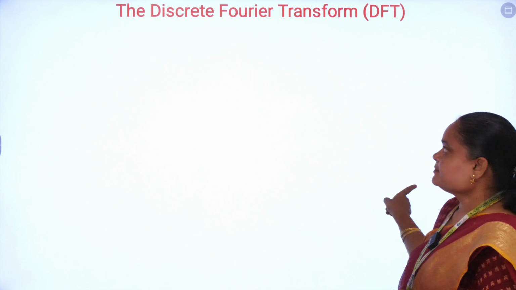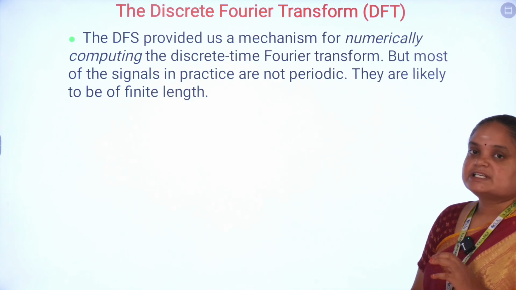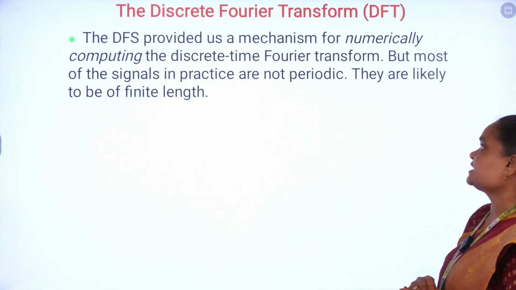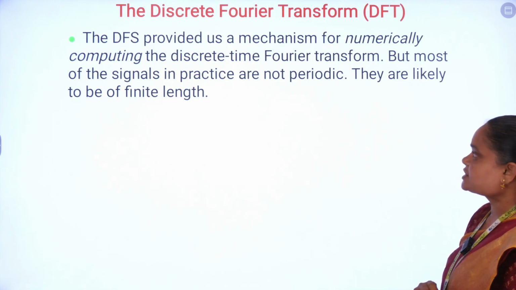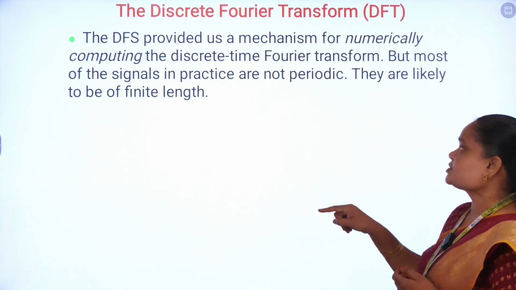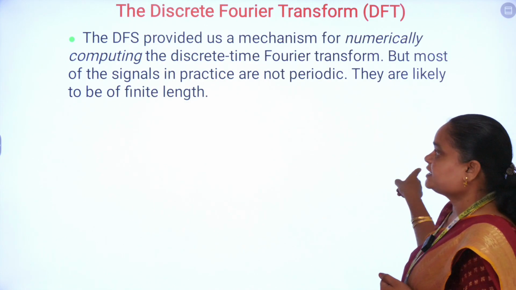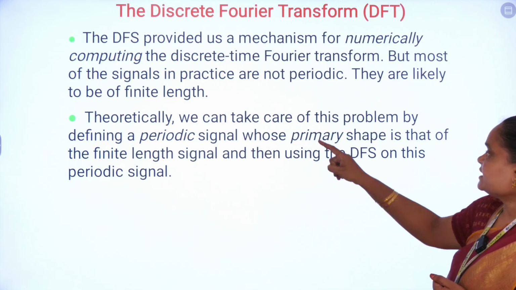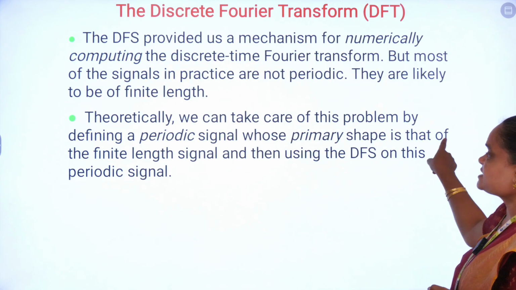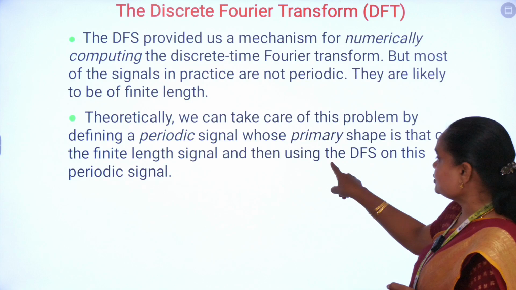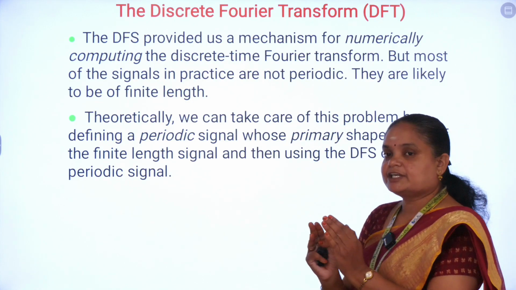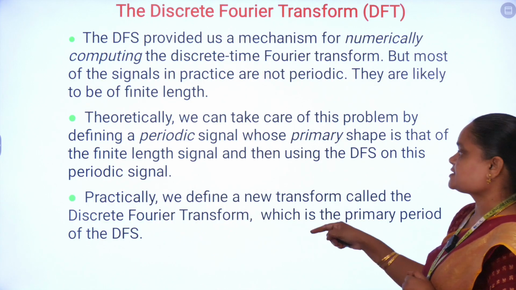Discrete Fourier transform. DFS, discrete Fourier series, provides a mechanism for numerically computing a discrete time Fourier transform. But most of the signals in practice are not periodic, because they are continuous in nature. They are likely to be of finite length. Theoretically, we can take care of this problem by defining a periodic signal whose primary shape is that of the finite length signal, and then using the DFS on this periodic signal. So we concentrate on the periodic signal and then continue the process.